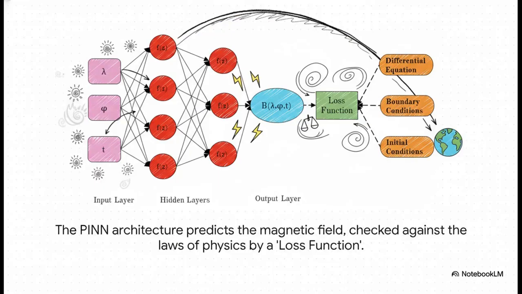So how in the world does this thing work? Well, the network takes in some really basic info: a latitude, a longitude, and a moment in time. It crunches those through its neural layers to come up with a prediction for the magnetic field. But here's the magic part. This thing called a loss function acts like a strict referee. It's constantly checking the AI's answer against three things: the starting conditions, the boundary conditions, and most importantly, the actual physics equation. If the AI's prediction breaks any of those rules, it gets a penalty and is forced to try again.